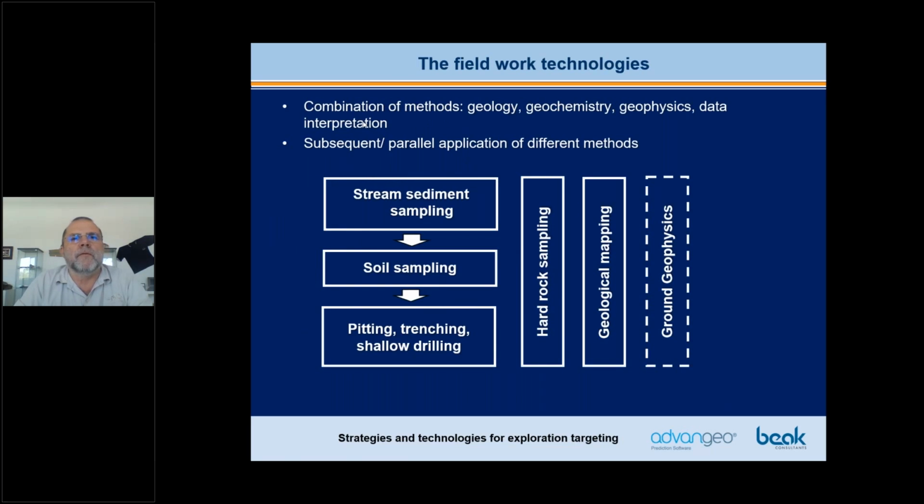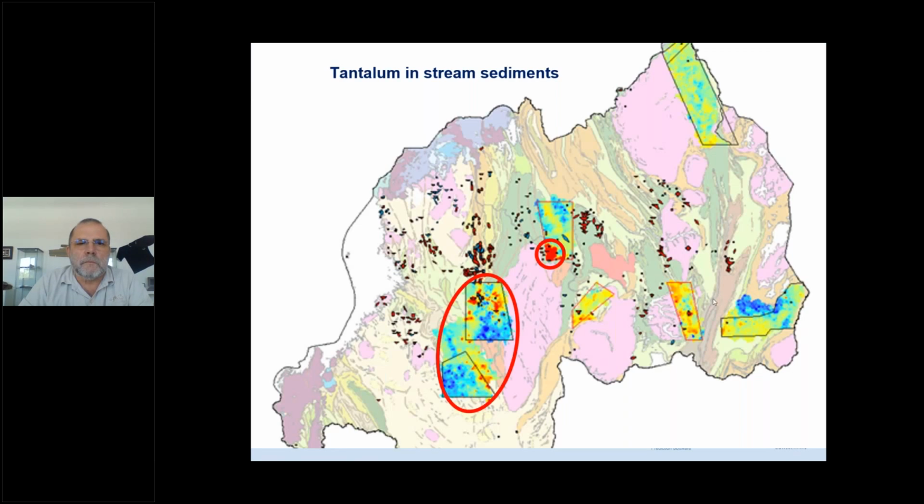So the approach here is a combination of methods: geology, geochemistry, geophysics, and data processing. We started with stream sediment sampling, followed up by soil sampling, and then followed up by pitting and trenching, accompanied by hard rock sampling, geological mapping, and ground geophysics. These areas have been predefined by the Geological Survey Authority of Rwanda for further detailed investigation.